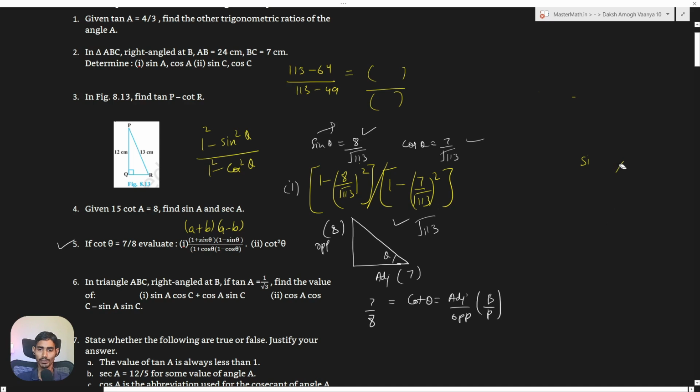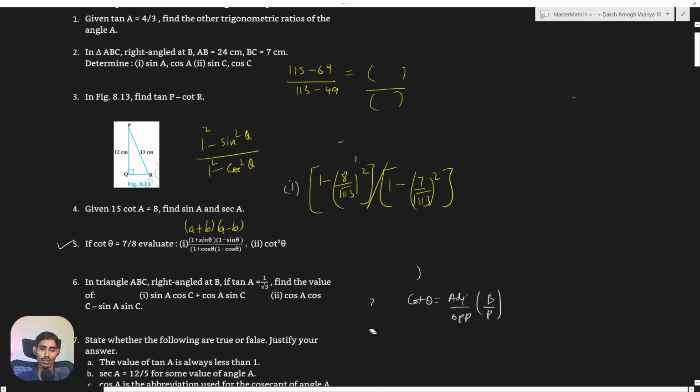Sir, 1 minus 8 by root 113 the whole square, divided by 1 minus 7 by root 113 the whole square. So that I already written, na? How is your last step? What did you try next?